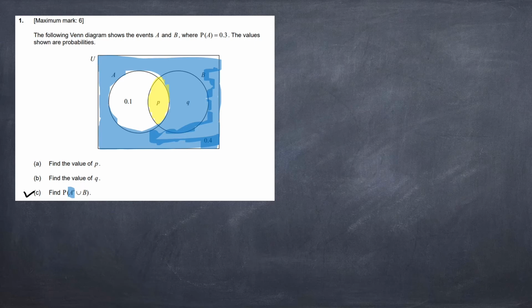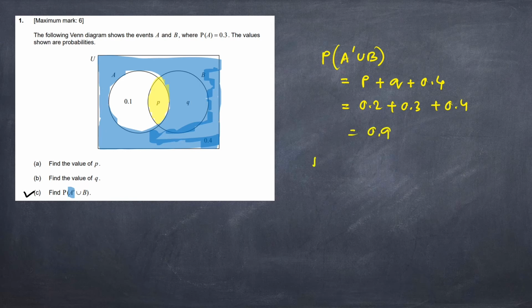Now we can write, as from the image you can see, P of A complement union B is equal to basically the area outside, 0.1. So it is including P plus Q plus 0.4. So we can write the value of P is 0.2, Q is 0.3 plus 0.4. So we are getting P of A complement union B is equal to 0.9.